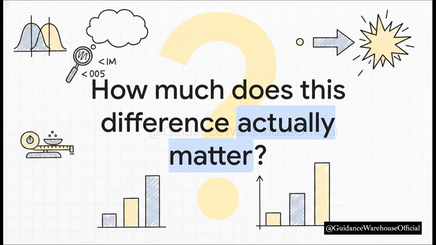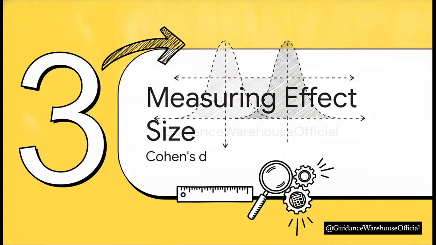So, we found a statistical difference. Awesome. But let's pause and ask a really critical question here. We know the means are different, but how much does this difference actually matter in the real world? Like, is it a tiny, trivial difference or a massive, life-changing one? A p-value tells us a difference exists, for sure, but it doesn't tell us the actual size or impact of that difference. To figure that out, we need to talk about measuring effect size, specifically using something called Cohen's d.